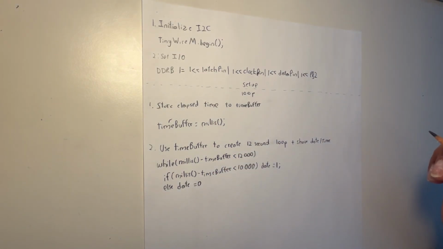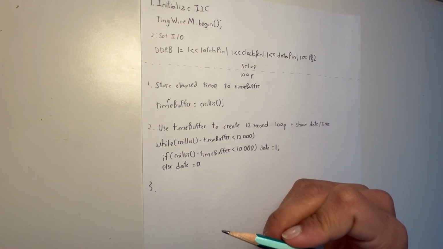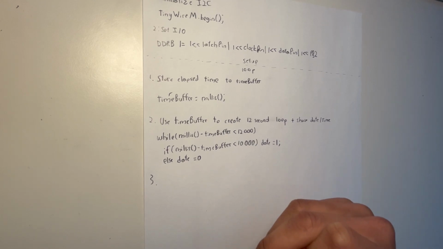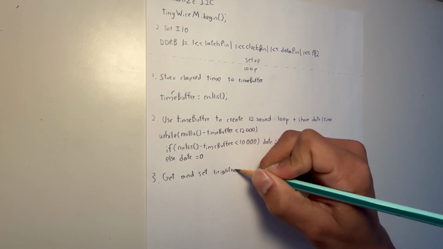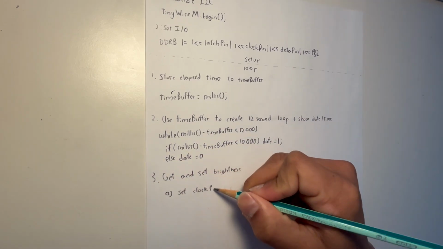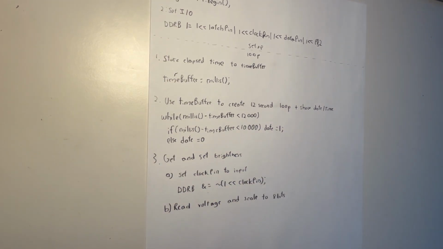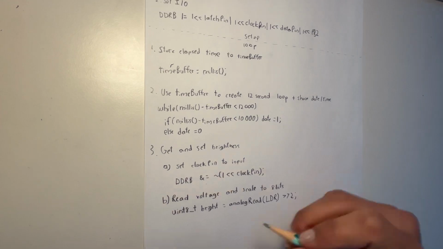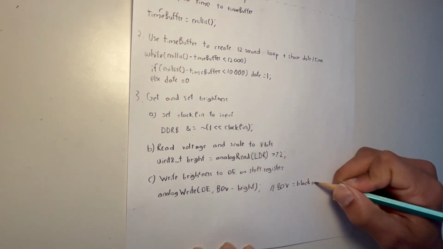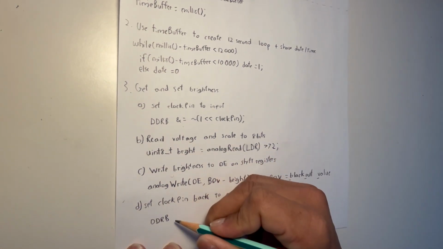The first thing done when displaying the time or date is setting the brightness based on an LDR in a voltage divider configuration connected to the clock pin due to limited I/O. To do this, the clock pin is set to an input. Then the voltage is read and scaled to 8 bits and written to the output enable pin of the shift register. Finally, the clock pin is set back to an output.